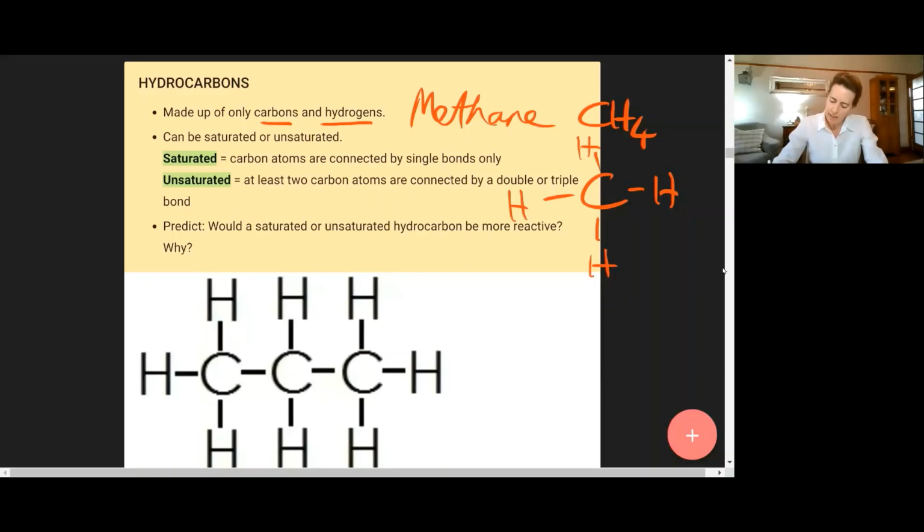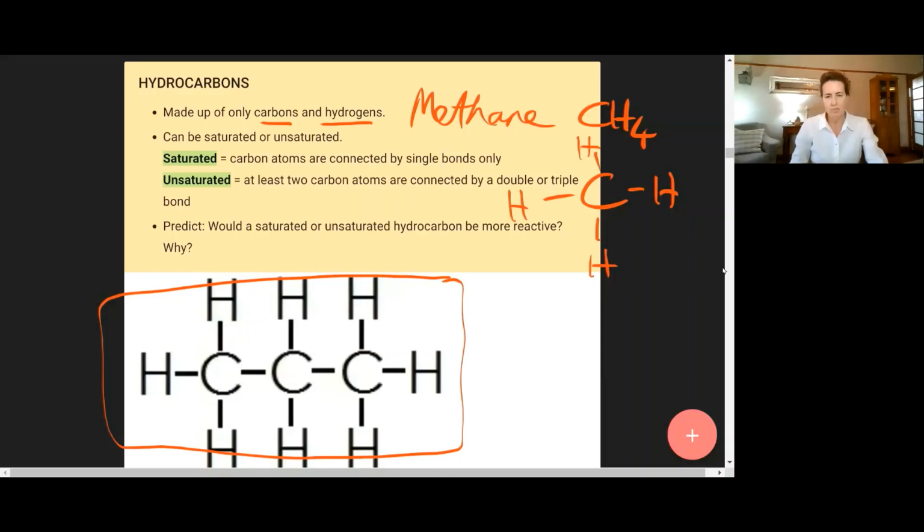Now, we can also get other hydrocarbons that look like this. And if you look at the bonds between the carbon atoms, we can see there are only single bonds between these carbon atoms. If there are only single bonds between carbon atoms, we say such a hydrocarbon is saturated. It means that the carbon atoms are bonded to the maximum number of hydrogen atoms that it possibly can bond to.